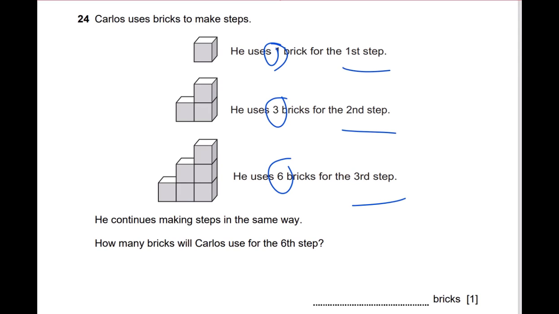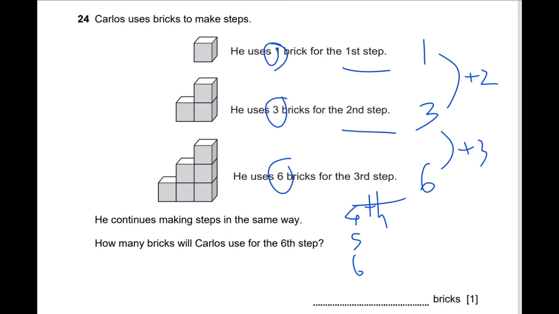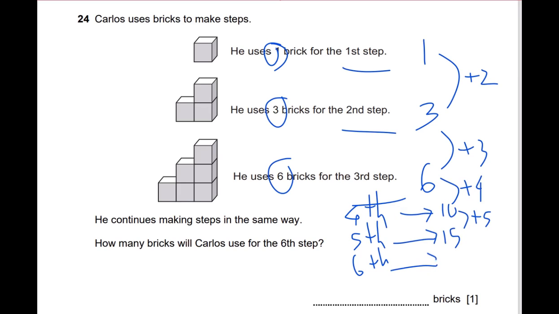Alright guys, if you're not finished, you may pause this video. So let's check it out. The pattern is 1, 3, 6. Then it has to go to the 4th, 5th, and 6th. Now let's see the pattern. This is plus 2. This is plus 3. It means to go to the next, it has to be plus 4. So the 4th will be 6 plus 4, which is 10. And then the 5th one, 10 plus 5 is 15. And the 6th one, 15 plus 6 is 21.